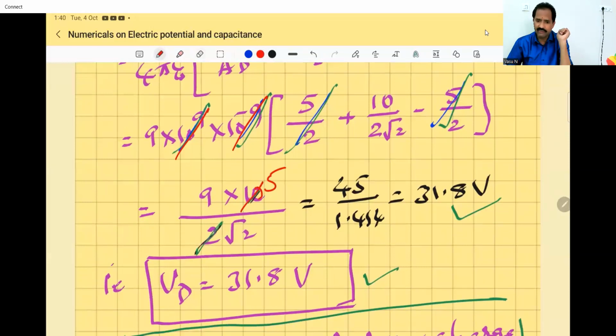So what is 9 into 5? 45. By what is root 2? 1.414. Okay children. What is 45 by 1.414? 31.8. What is this? This is the potential at the corner D due to all the three charges.